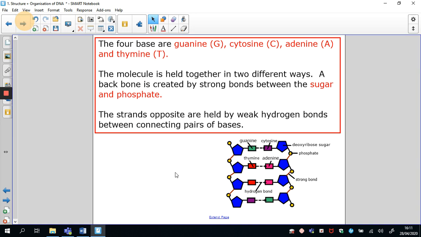Okay, so this is just to make sure we've got all the information. So we know that the four bases are guanine, cytosine, adenine, and thymine. We now know that the molecules join together in different ways. We've got the strong bonds, they were the brown bonds, between the sugar and the phosphate. And we've got these weak hydrogen bonds, the dotted line between the bases.